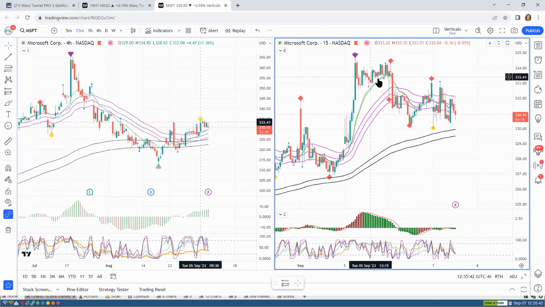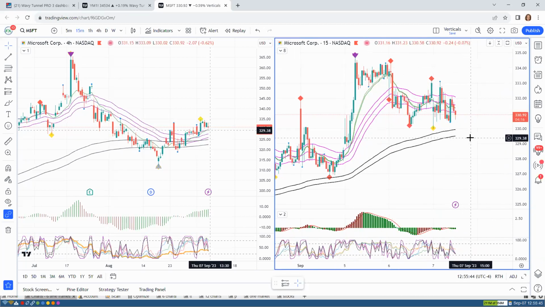So now what's happening is it's coming down on the 15-minute. I have the 4-hour and the 15-minute. So if you're looking to buy it, you want to look for a gray. You want it to come down some more. Looking for a gray down here.